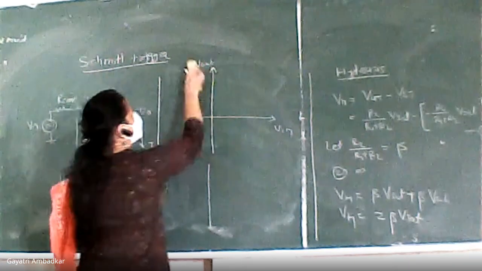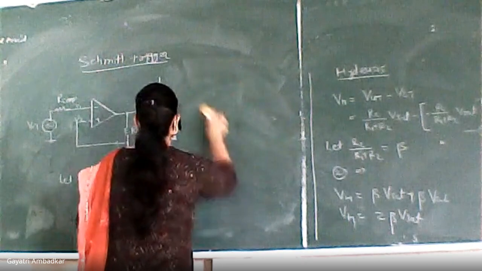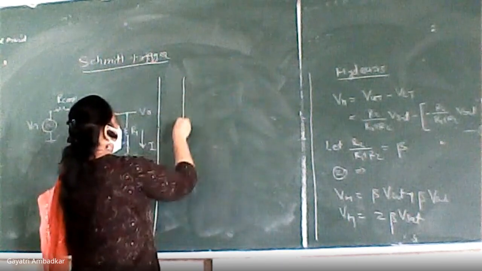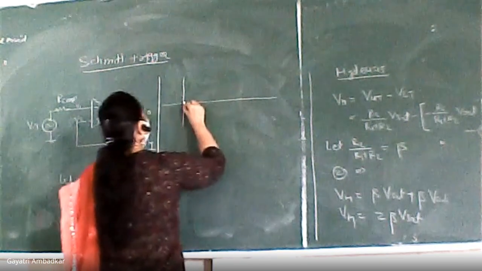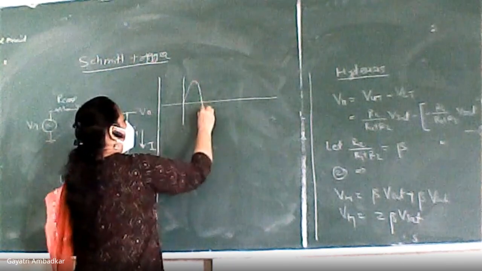I will draw here a different diagram. And the input sinusoidal voltage you have applied is, let's say, 5 volts.